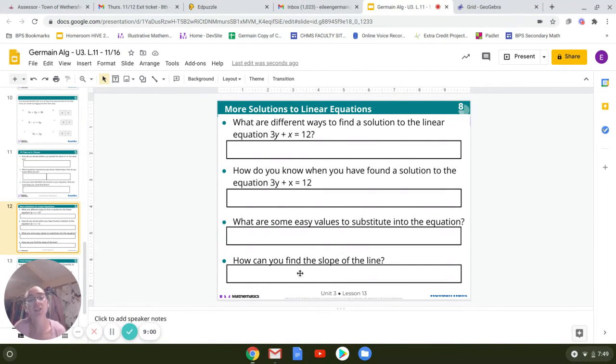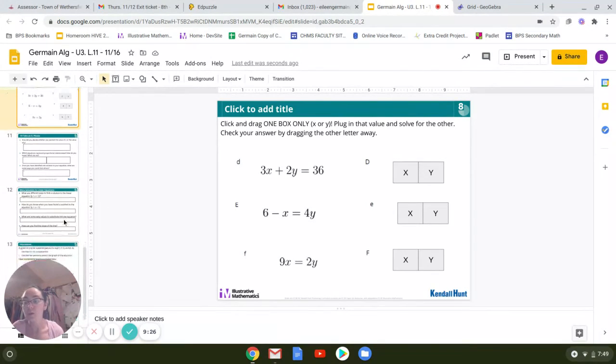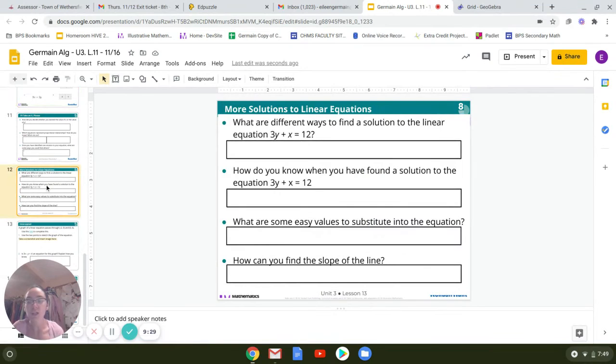And how can you find the slope of the line? So how do you find the slope of an equation? So for example, if you're looking at some of these ones here, maybe these ones, like this one right here, when you have your x's and your y's on different sides. So how would you go about isolating and finding the slope of any of those lines? So that's the last one on 12.